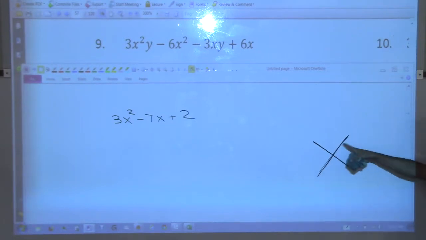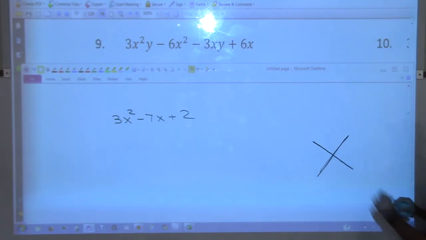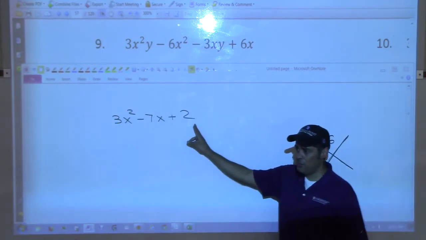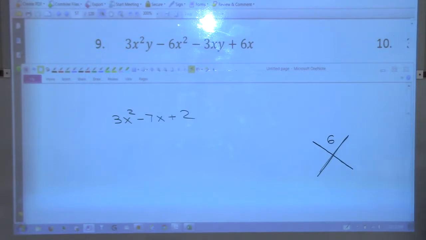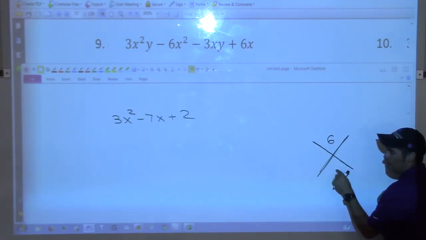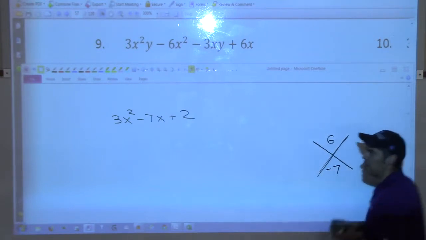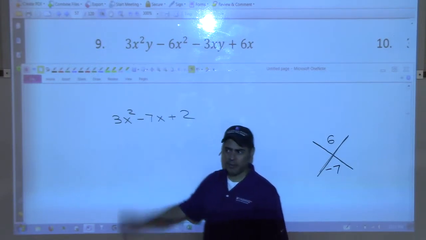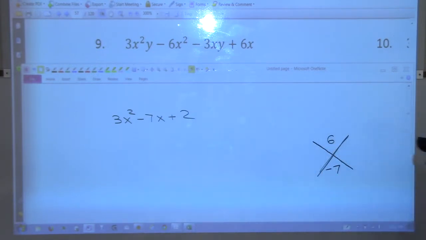So the top would be 6. 6 here because you're multiplying positive 3 times positive 2. And then, Victor, what goes there? That would go at -7. -7. So it's always going to be just the number right in front of the x here, all right? Okay. And now you have to come up with 2 numbers that do this.